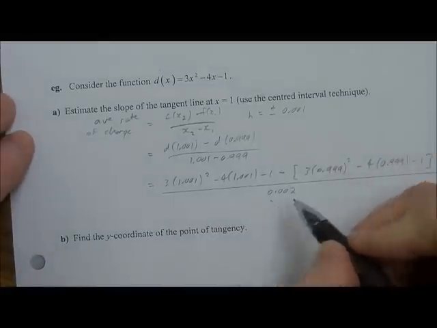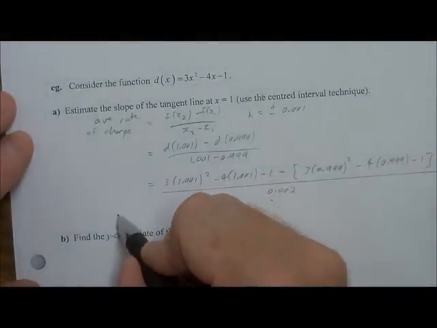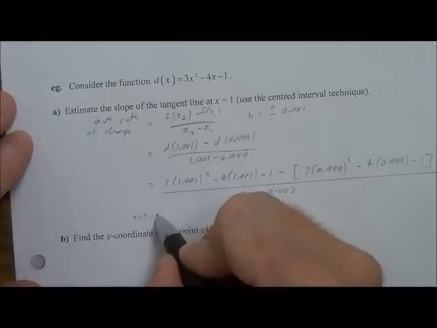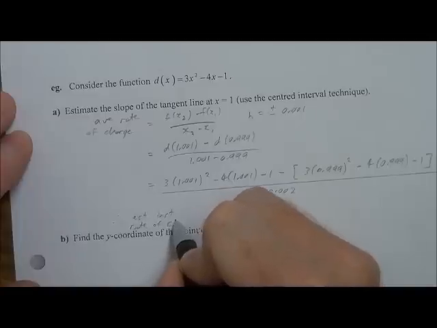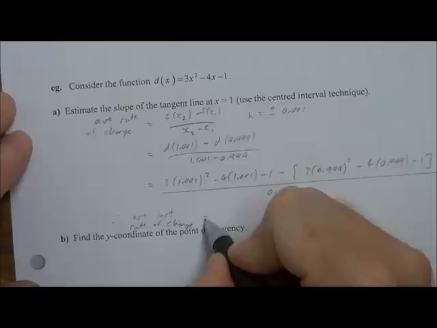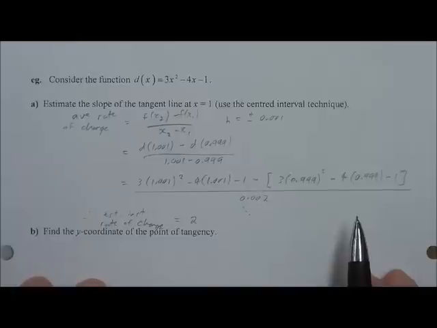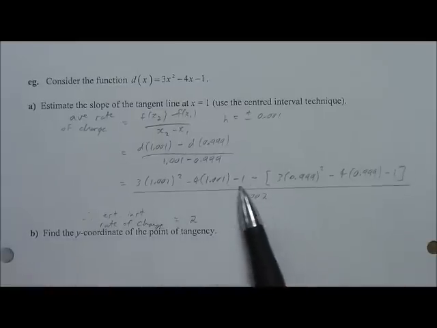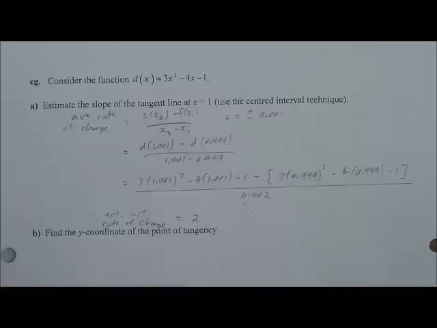And after a few more steps of simplification, we then get the estimate of the instantaneous rate of change equal to 2. Okay, so please verify that yourself by simplifying all of this and working that out to make sure you do get 2 and understand why that happens.